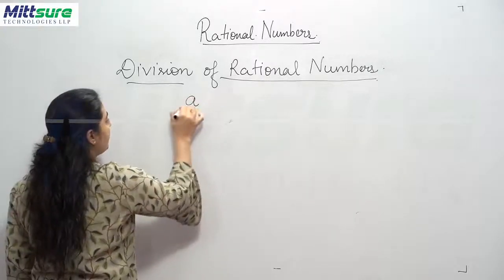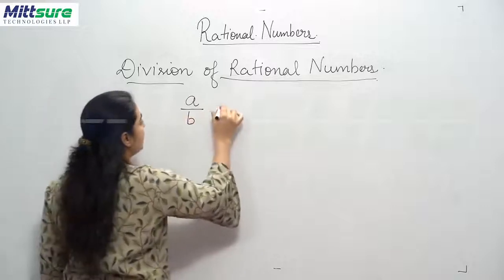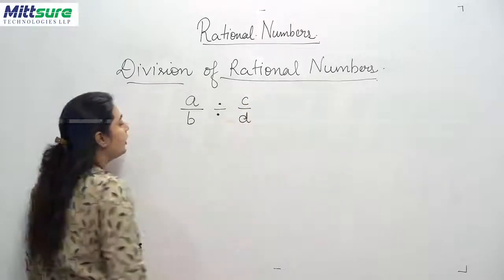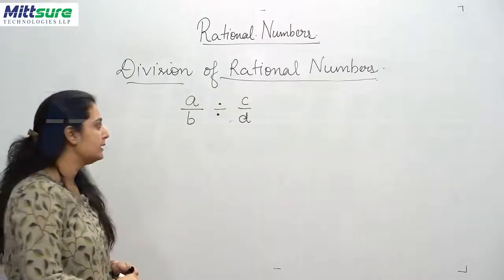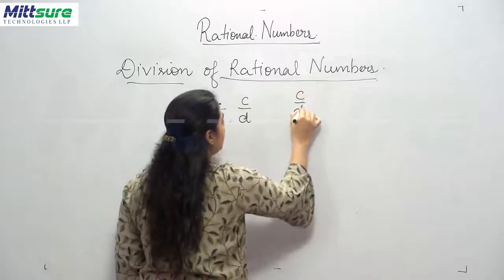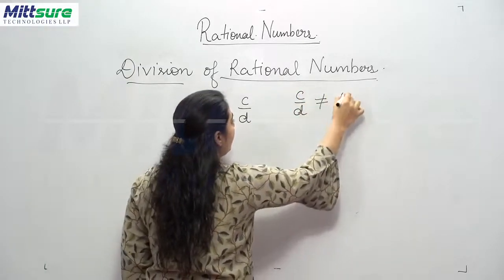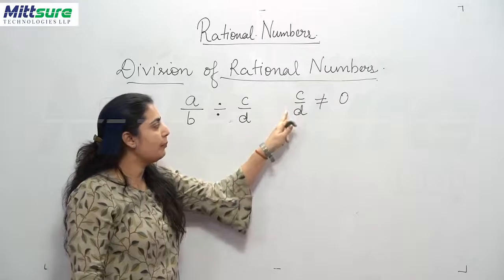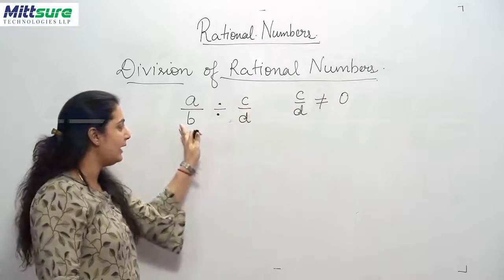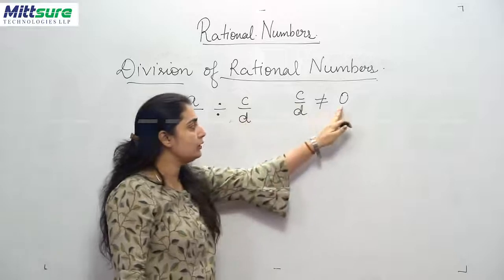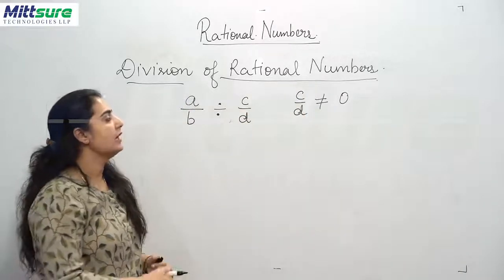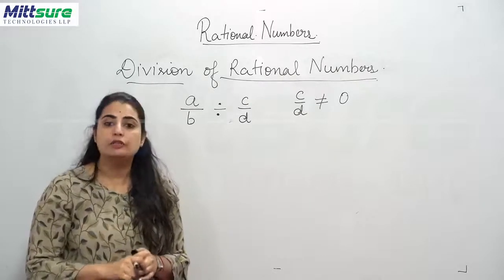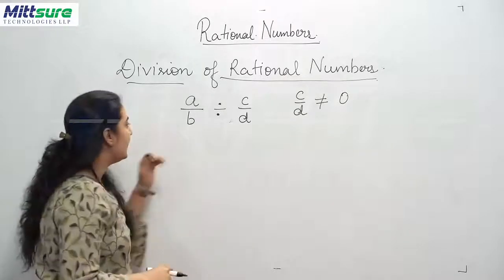Suppose I have a rational number a upon b which has to be divided by the other rational number c upon d. The condition applied here is that this c upon d should not be equal to 0. What is the condition here? This c upon d, the other rational number which is dividing a upon b, should not be equal to 0. This is the condition of keen importance when we are doing any division of rational numbers.